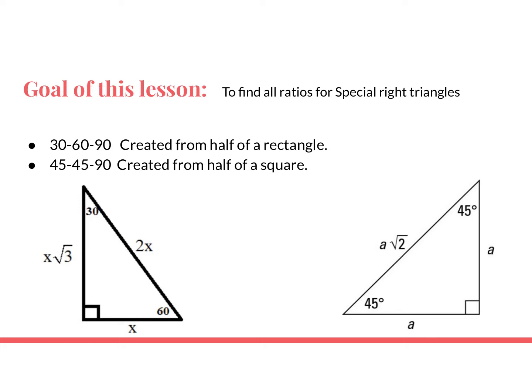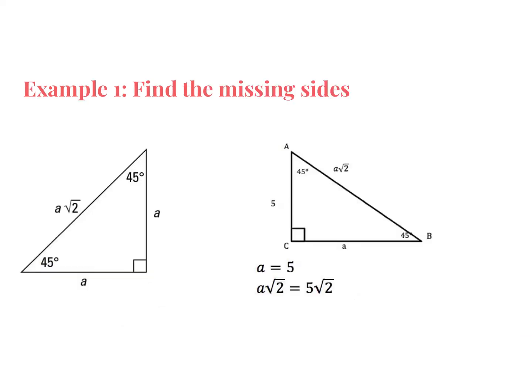In the 45, 45, 90 triangle, again, it's a square cut in half. That means both side lengths are the same, as in a square. The 90-degree angle is cut in half, creating that 45, 45, 90 triangle. If you were to use the Pythagorean theorem and find the length of the hypotenuse, you would see that it's a root 2. Now, on the first one, I used an x. The second one, I used an a. Again, it doesn't really matter what variable I'm using. What's important is to look at those ratios.